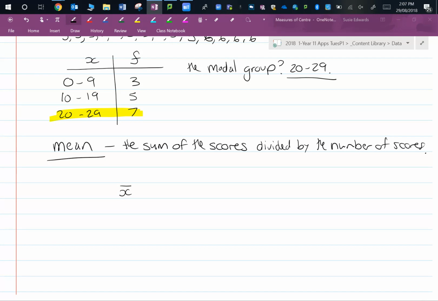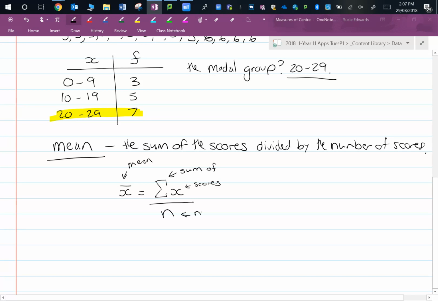And then we say equals the sum of the scores, and the summation sign looks a bit like a big sort of E. So the sum of the scores, which are X, it's called a summation symbol. It means sum of. This means scores. This means the mean. So the mean equals the sum of the scores divided by the number of scores. So you need to know those symbols. So it's X bar equals the summation sign of the scores over the number of scores.